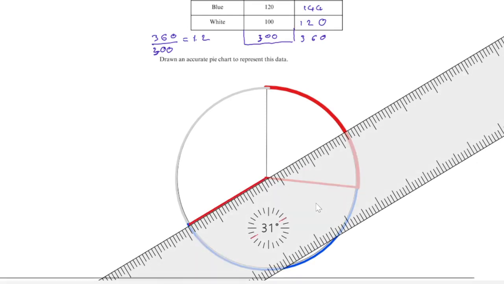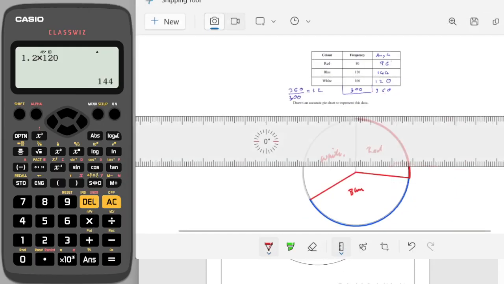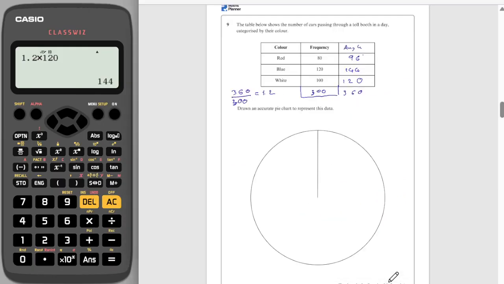So there we go. I didn't change colour, but that's fine. So that is my red section, that is my blue section, and that is my white section. Okay, so there we go. Right, I'll just put done on snip.